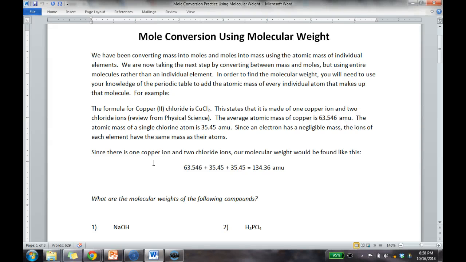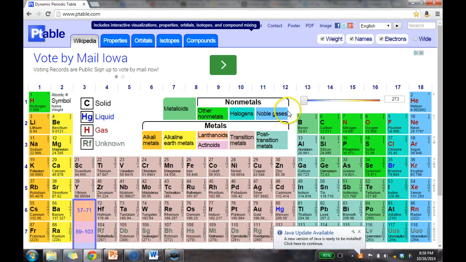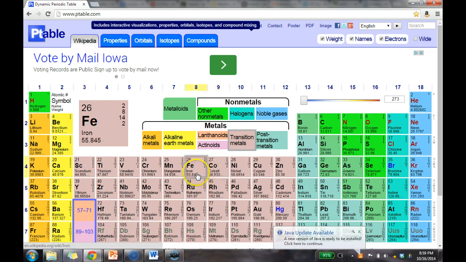Hello. What we are doing today is moving on, continuing with the idea of converting between moles and grams and also into individual atomic particles. So, what we've been doing over the last few days is converting between mass and moles using the atomic mass of each element. So what you were doing is coming over here to your handy dandy periodic table and identifying the different elements, and looking at what the mass of that particular element was.